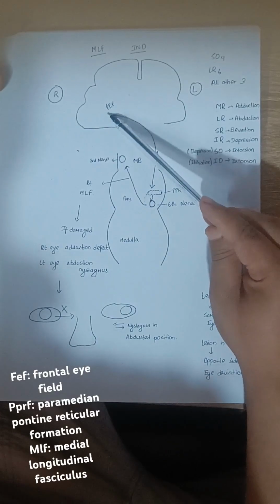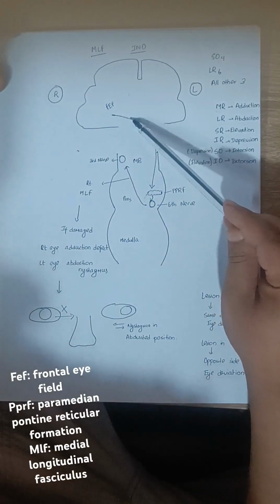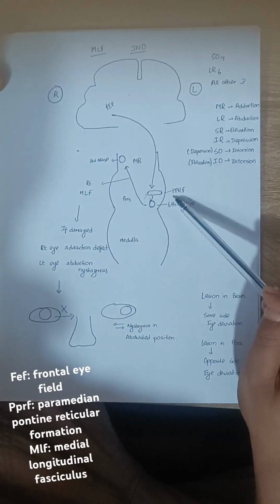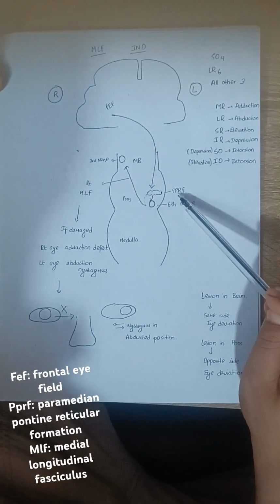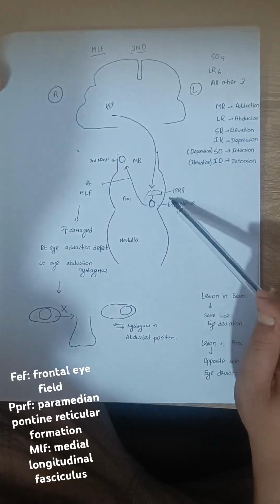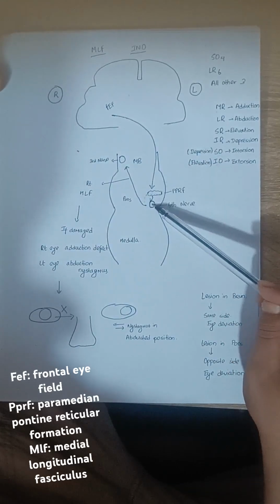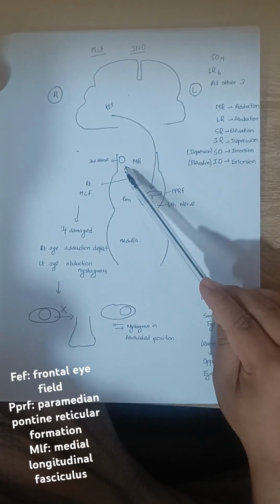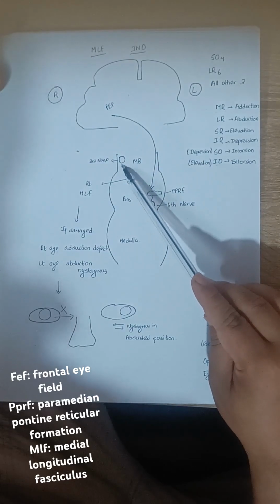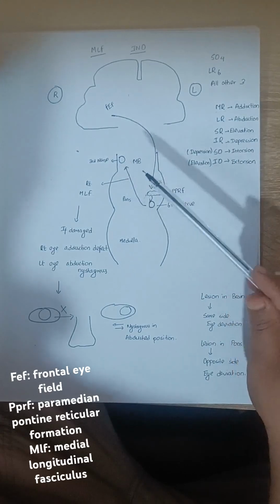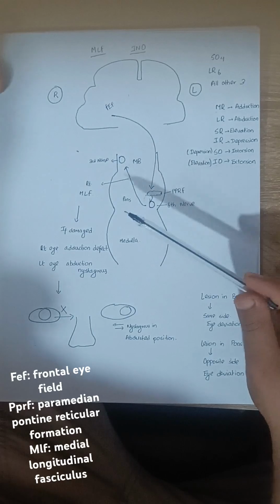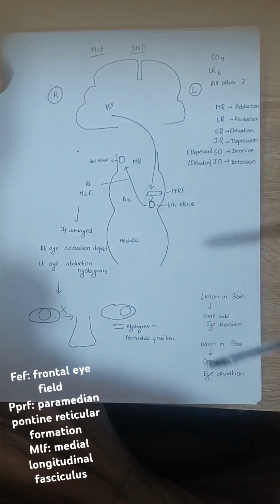field. So this is the frontal eye field, and the frontal eye field supplies the parapontine reticular formation of the opposite side, and that supplies the sixth nerve, and that again goes back to the opposite side third nerve, and then the third nerve, from there it supplies the respective muscles, that is the medial rectus muscle.